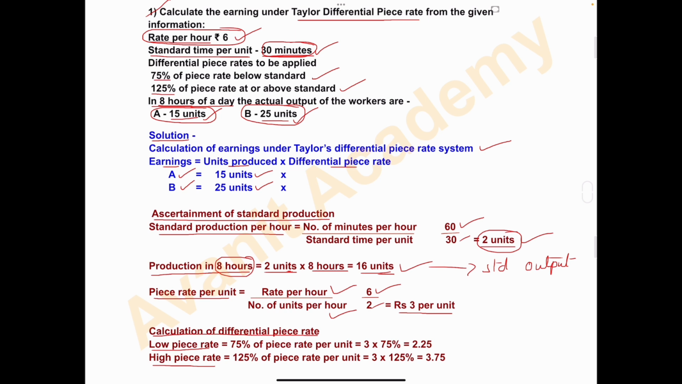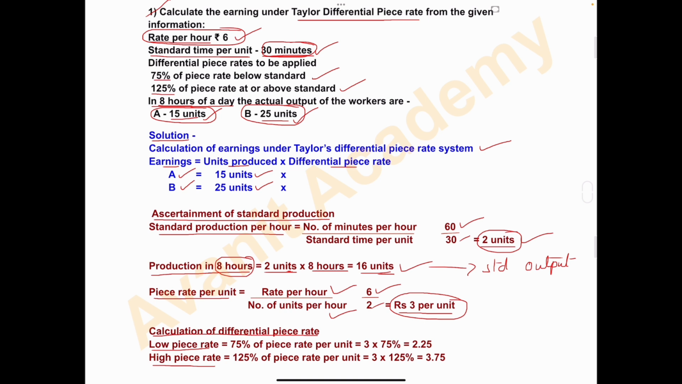So how much you have to take? 75% of piece rate below the standard. So those who have performed below the standard, we have to apply 75% of piece rate. Piece rate we have just calculated. That is rupees 3 per unit. 3 per unit is the piece rate. And those who have performed above the standard, to them we have to apply 125% of piece rate.